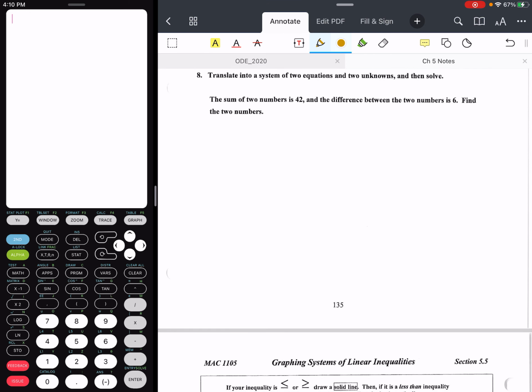Okay, number 8, translate into a system of two equations and two unknowns, and then solve. The sum of two numbers is 42, and the difference between the two numbers is 6. How about we call the two numbers X and Y? So the sum, X plus Y, is 42, and the difference, if we subtract them, X minus Y, is 6. So there's our system. And now we can either solve using substitution or addition.